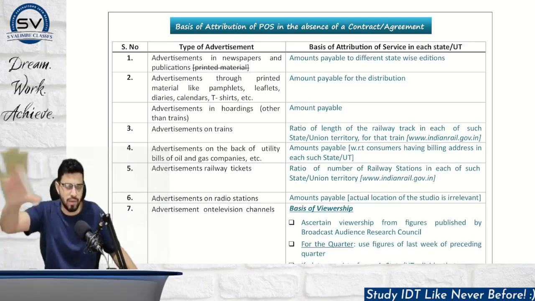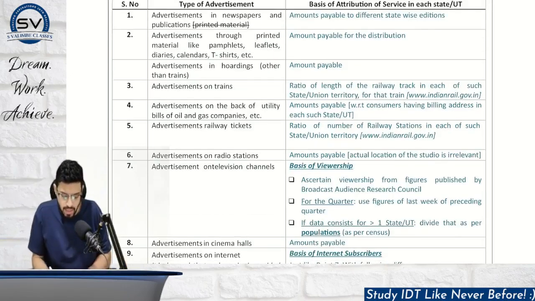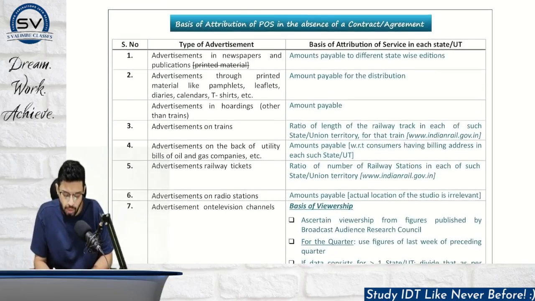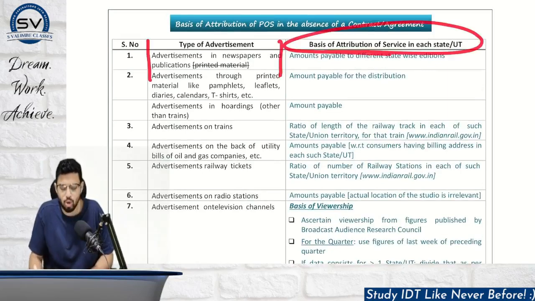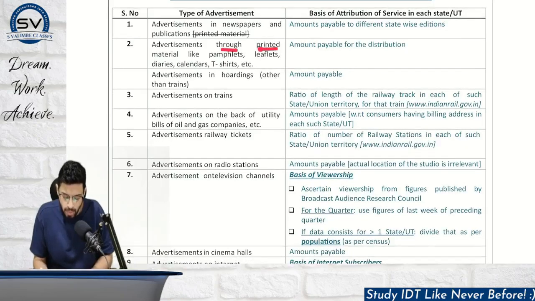For Mumbai, we are paying 5 lakh. So for Maharashtra, 5 lakh rupees place of supply. Next, I have cut this printed material because printed material is covered in second. Basically, this particular column talks about the type of advertisement, and this column talks about the basis of attribution.